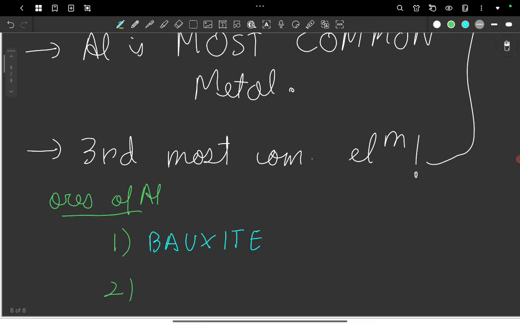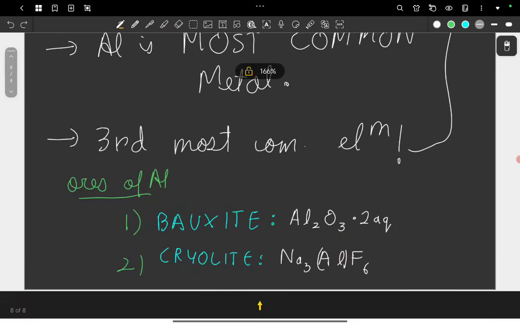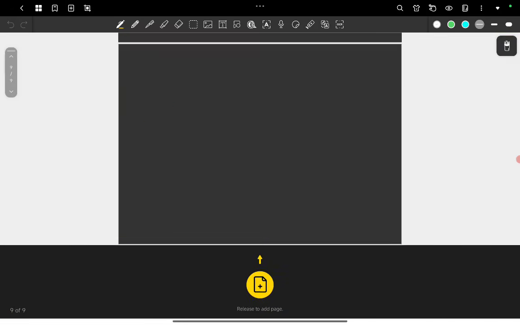What is bauxite? Bauxite is basically aluminium oxide, which you have already studied in class 10th, Al2O3. But it has two waters of crystallization. And then there's cryolite, which is Na3AlF6. See, aluminium is in plus 3 here. Plus 3 comes from sodium, and then it is counterbalanced by the 6 negative fluoride ions. So it is overall neutral. Okay, this is a way to remember the formula.